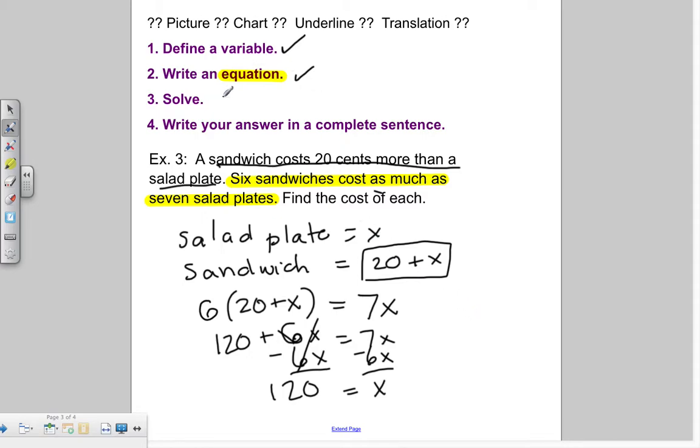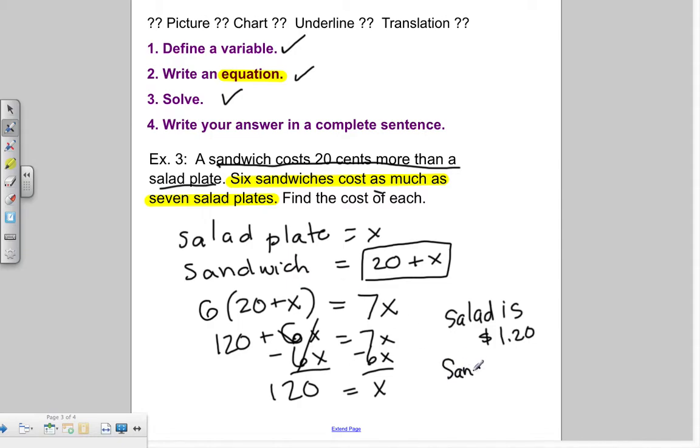Okay, so I've solved. Write your answer in a complete sentence. Now here's where I have to remember that I used cents. Remember I used 20 instead of 0.20? So if I use that, this is 120 cents. So that's $1.20. So find the cost of each. So I'm going to write a salad plate is $1.20 because X equaled the salad plate.